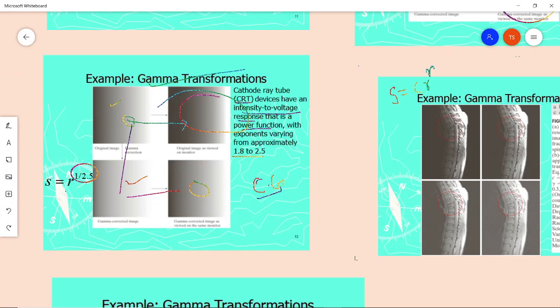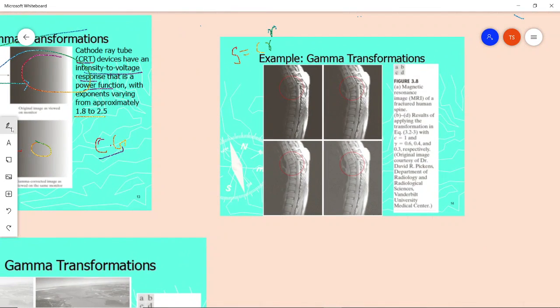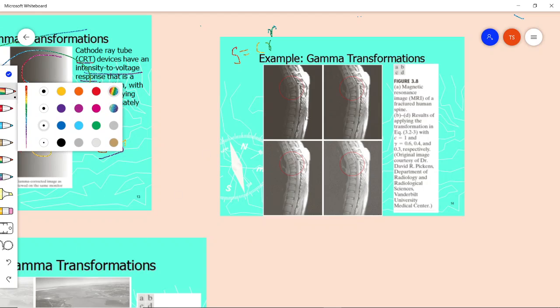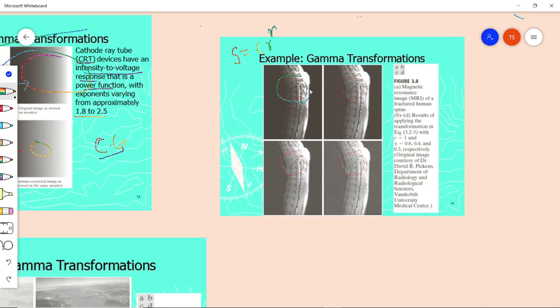And the best application for the gamma transformation, which is very important in our real life, real time application, is here. This is the MRI scan report, magnetic resonance image, original image of the fractured human spine. So when a spine is fractured, we are taking an MRI scan, magnetic resonance image. Then this is the input image MRI giving for the fracture of the human spine.